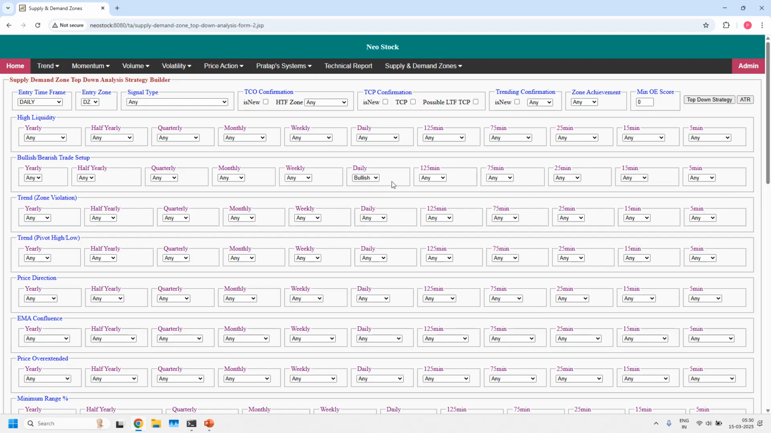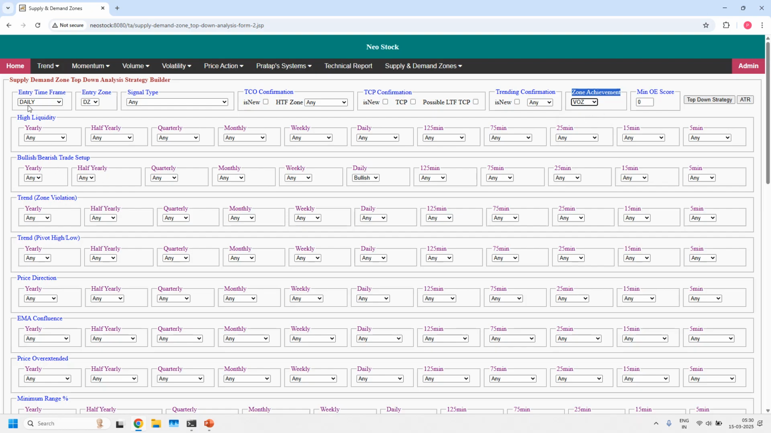And three additional filters we will be selecting. Those filters should be applied on this daily demand zone, because we selected entry time frame and entry zone as daily demand zone. So all three filters should be applied on this daily demand zone. What are those three filters? First filter is zone achievement. Our daily demand zone should always have a violated opposing zone. VOZ is the short name.